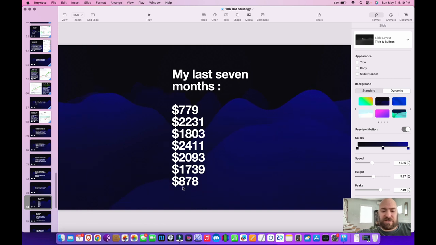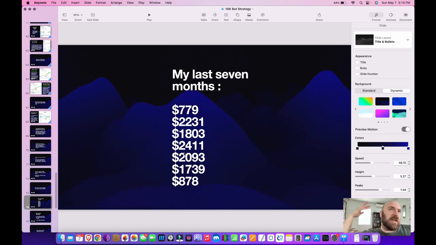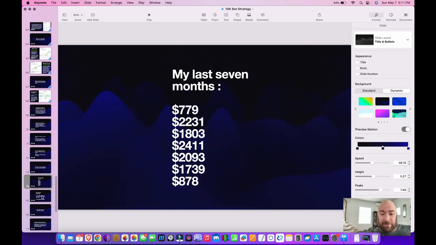So as you can see, I started at 878, then I had a 1739 month, then I had 2093, then I had 2411, then I had 1803, 2231, and then this last month, I didn't really have time to babysit my bot, and I went back down. So the real point that I'm trying to make here is when I babysit my bot and I nudge it a little bit and I do the capture, take 100, I am much more profitable on those months than I am when I just leave the bot alone.